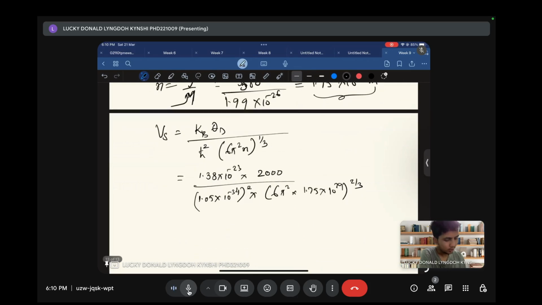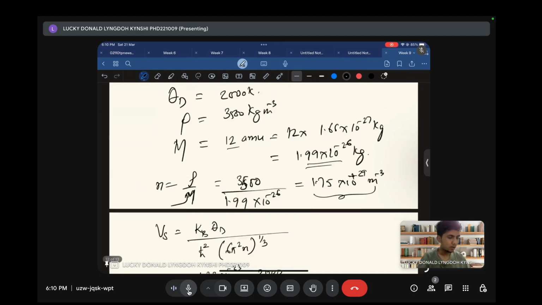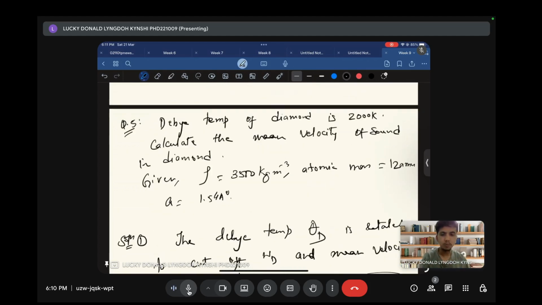Doing this and solving it, you will get approximately 10 to the power 4 meters per second. You can cross check the calculation, and you can get an approximate velocity of sound of around 10 to the power 4. So for a diamond at a temperature of 200 Kelvin, what velocity are you expecting? You are expecting a velocity of around 10 to the power 4. That means the velocity of sound at that temperature is approximately equal to 10 to the power 4.